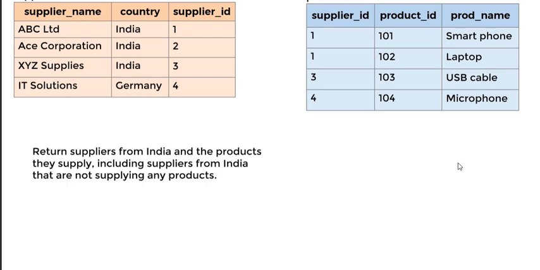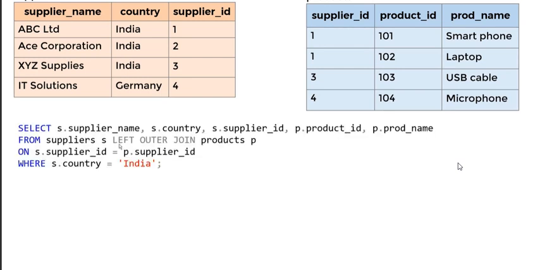So let's say we want to do the following: return suppliers from India and the products they supply, including suppliers from India that are not supplying any products. So this time we also want to include AS Corp even though they don't have any product ID in the products table. So we try writing the following query. Here we are using a left outer join, and supplier is our left outer table, which means our query result will include all suppliers even if they don't have any product ID.